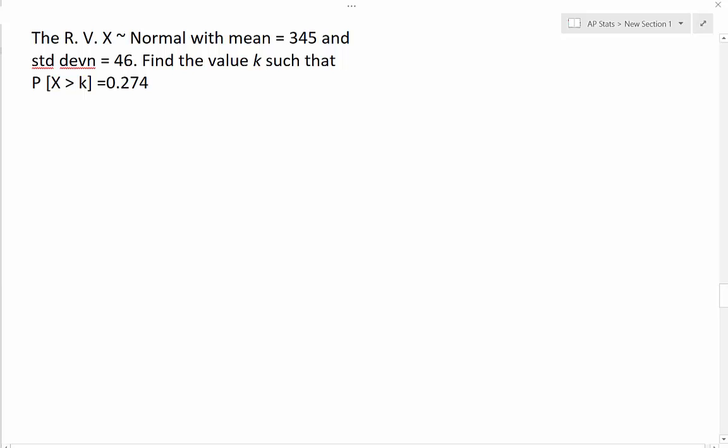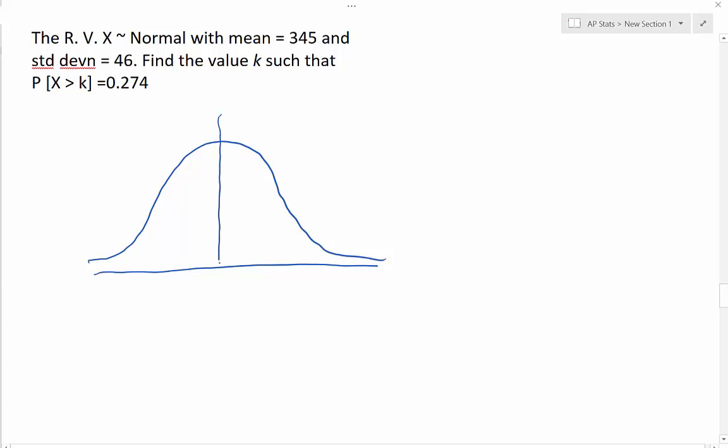So in this example, the random variable capital X has a normal with a mean of 345 and a standard deviation of 46. Find the value k such that the variable takes a value bigger than it with a probability 0.274.